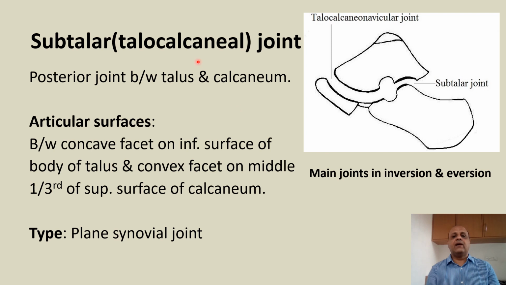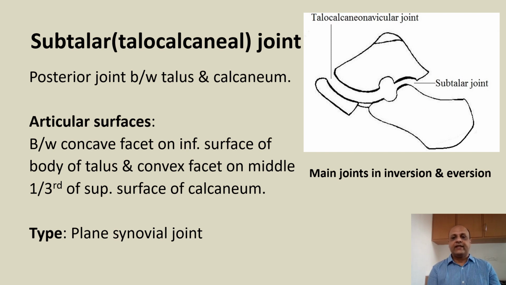Now, first of all, we come to the subtalar joint or the talocalcaneal joint. As I told you before, the articular surfaces have been shaded darker here. So, this is the cavity of the subtalar joint. So, what are the articular surfaces? There is a concave facet, this one, on the inferior surface of body of talus, and convex facet, this one, on the middle one-third of superior surface of calcaneum. And the type of joint is synovial joint of plane variety.